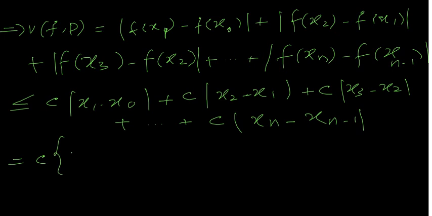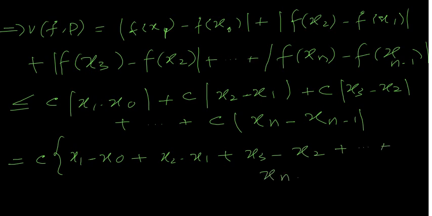It will be equal to x1 minus x naught, because it is a non-negative number, its mod is the number itself, plus x2 minus x1, which is also non-negative because x2 is greater than x1, plus x3 minus x2, plus the last one, xn minus xn minus 1. Now look at this: plus x1 minus x1, then plus x2 minus x2, and so forth. Again we remain with only two terms here, minus x naught and plus xn.